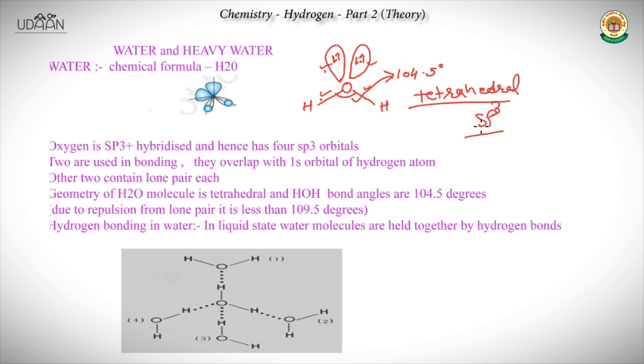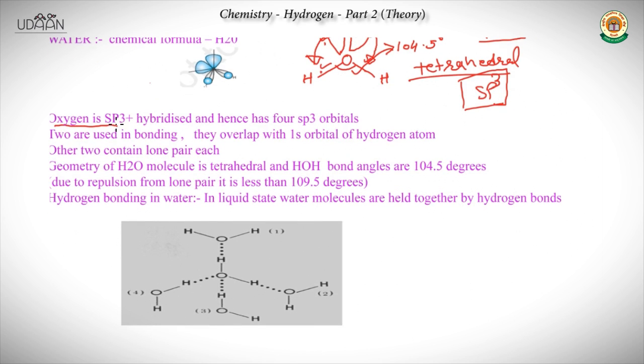And in sp3 hybridized orbitals we should have the bond angle as 109.5 degrees. But in this compound this angle is only 104.5 degrees. Why is that so? This is because of the repulsion due to the lone pairs. The lone pair produces a repulsion on the bonds, and this causes the bond angle to be reduced to 104.5 degrees.